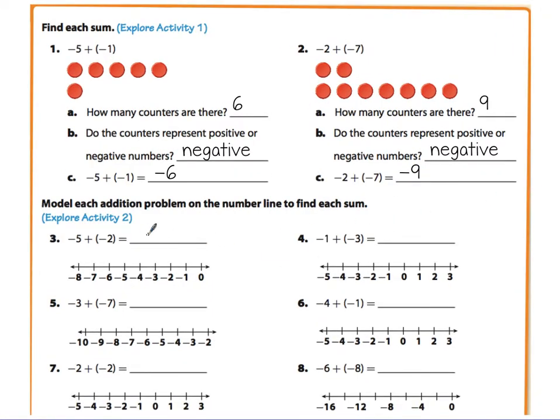Okay, let's do number 3 together real quick. So remember, I'm going to plot my first number, so -5. So the negative tells me I have to go to the left of 0, 5 spaces. So 1, 2, 3, 4, 5. Again, that negative tells me to go left. The plus tells me to go right. But then again, this negative tells me I'm actually going to go left. So I'm going to go 2 spaces to the left, which is -7.